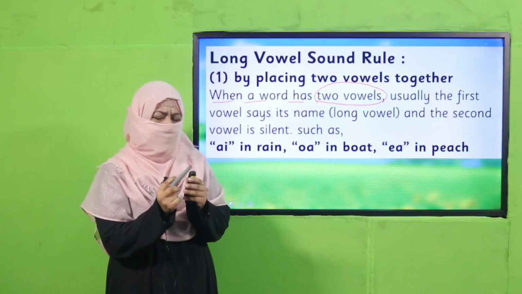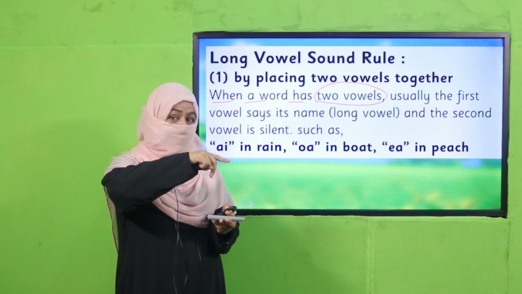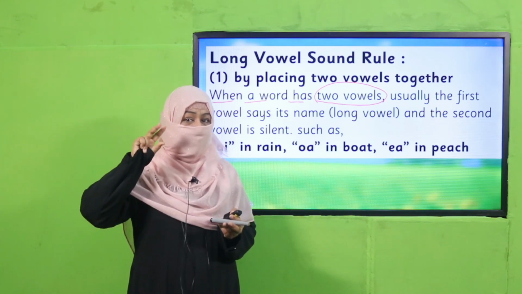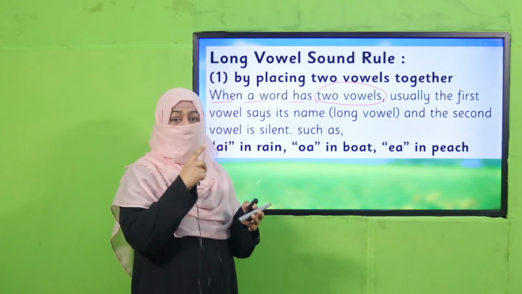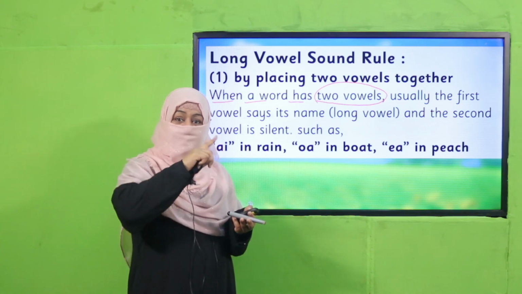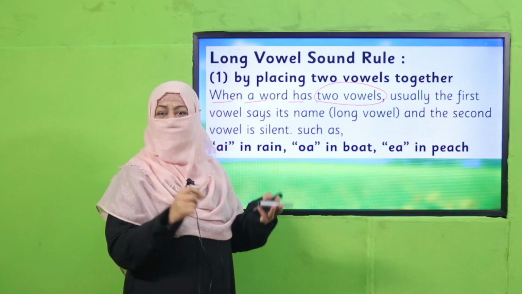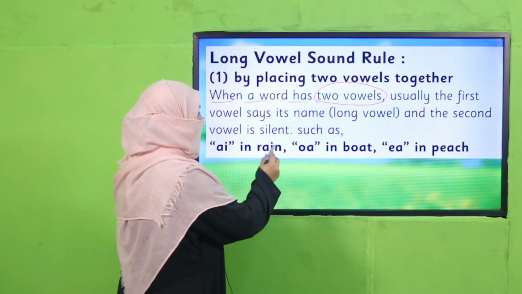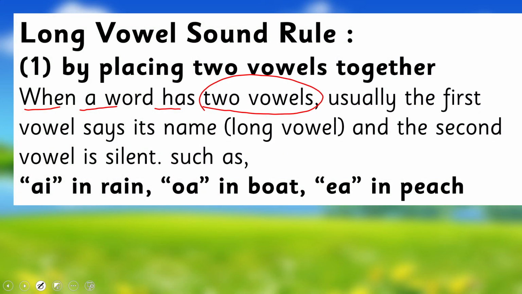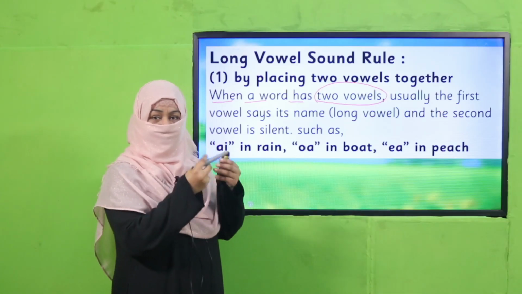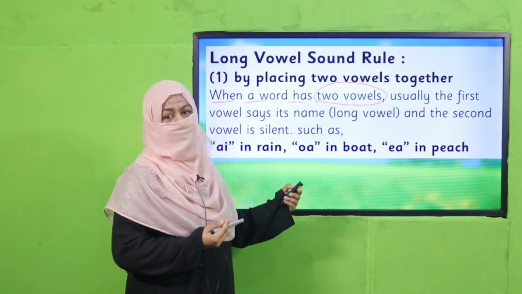So I have taught you a short song about it. Do you remember? When two vowels are walking, the first does the talking and says its name. This is the rule. When two vowels are walking, the first does the talking and says its name. And what are the names? They are like for letter A, it's A, E, it's E. These are the names. They are the same as the letters which we know. Those are the long sounds of these vowels.